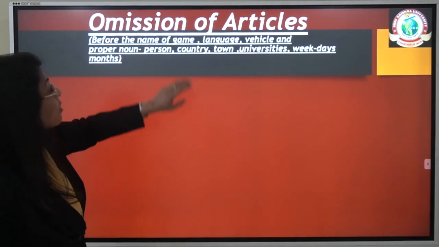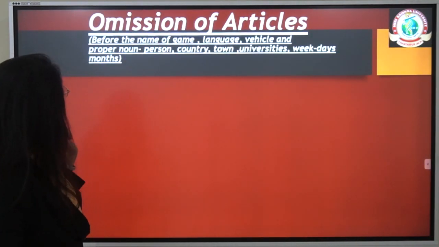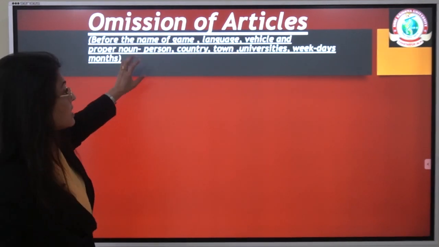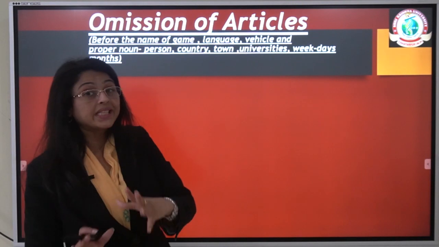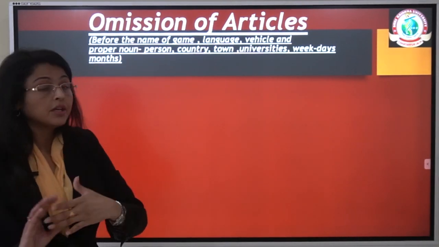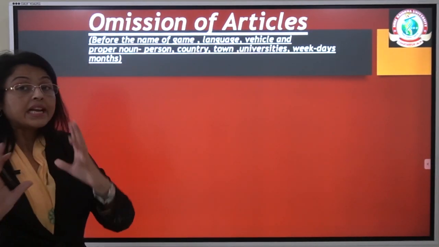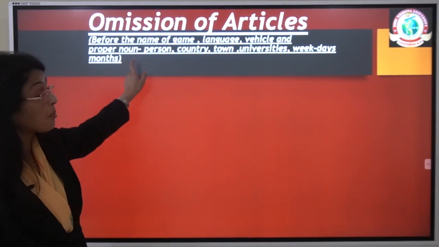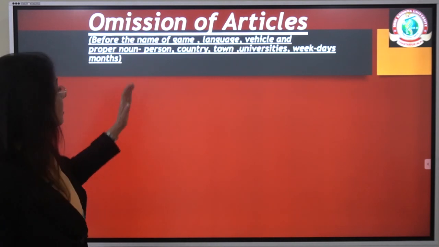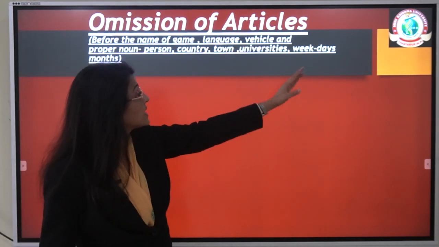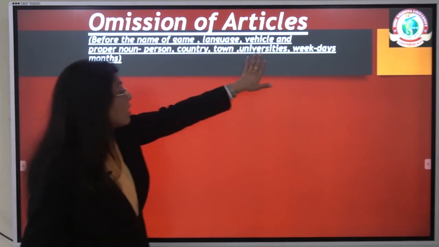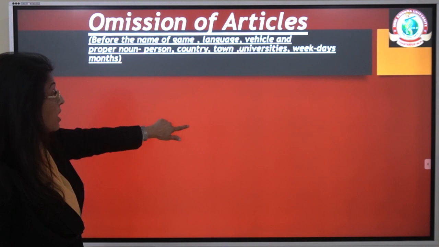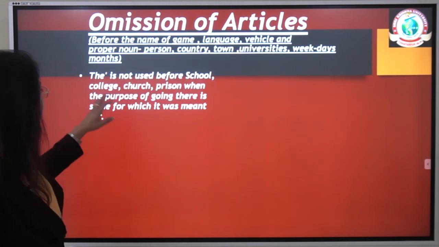We're also going to see omission of articles. Now what is omission of articles? Articles are omitted. You are not supposed to use the articles. It's not about omission to take out, no. The articles are never used before the names of a game, language, vehicle and proper noun. What are the proper nouns? Person, country, town, university, weeks and days. All these are the proper nouns. You are not going to use the articles in front of the proper nouns.